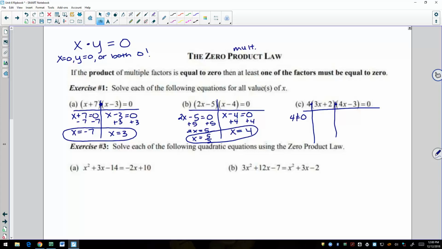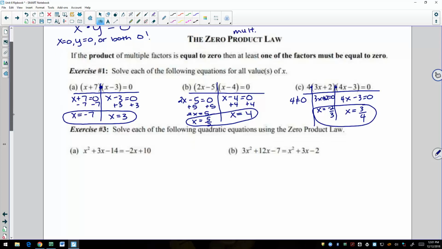This one, so 3x plus 2 equals 0. Oops, I forgot the 3x plus 2. Equals 0. So subtract the 2 over and then divide by 3. You get -2/3. And then 4x minus 3 equals 0. Add the 3 over, divide by 4. You get 3/4. So these two numbers are the two x's that would give you 0.